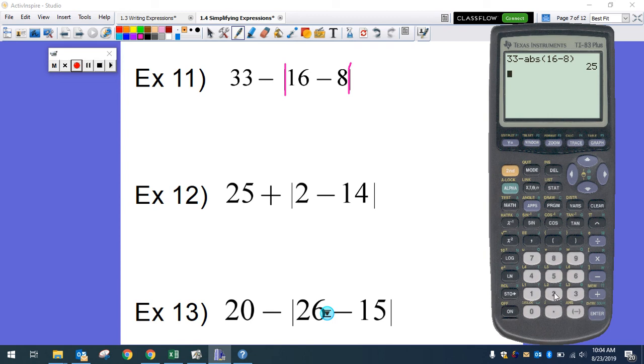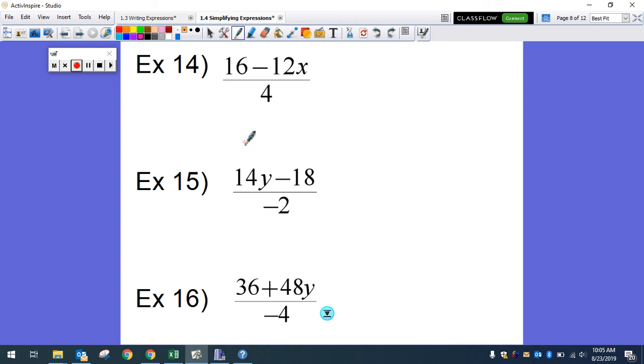Let's do another one. So 25 plus, remember to get to absolute value, you press second and then you press 0, and hit enter, because it's the very first one, absolute value. And we're going to do 2 minus 14. And that answer is 37. So pause it. I want you to try this last one. All right, hopefully you have tried it. And you do absolute value of 26 minus 15. And you get 9. You should have gotten 9.